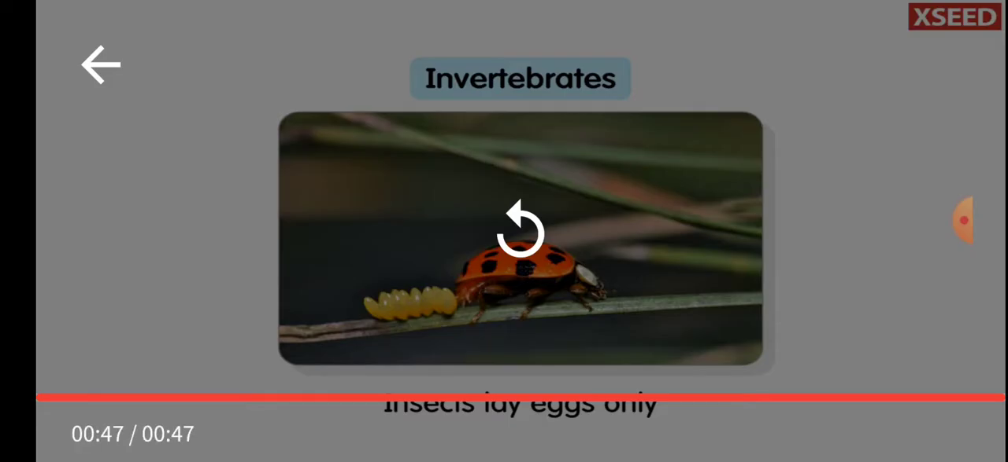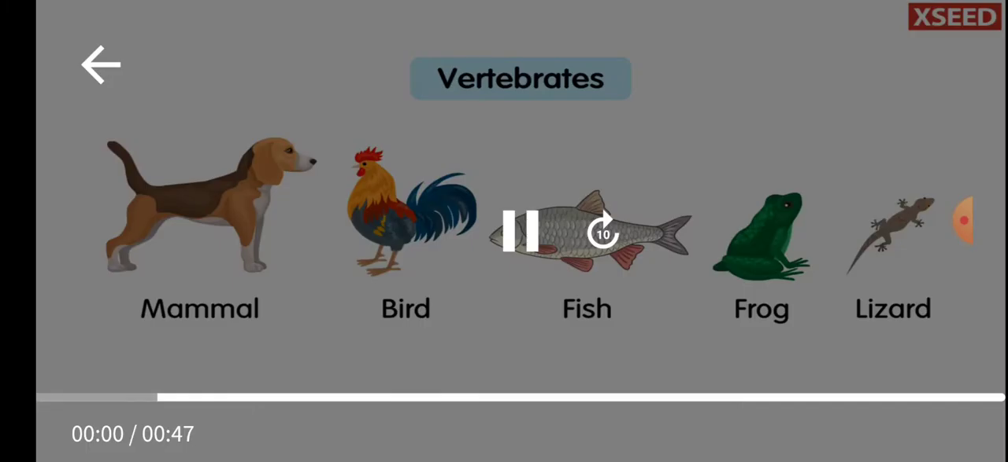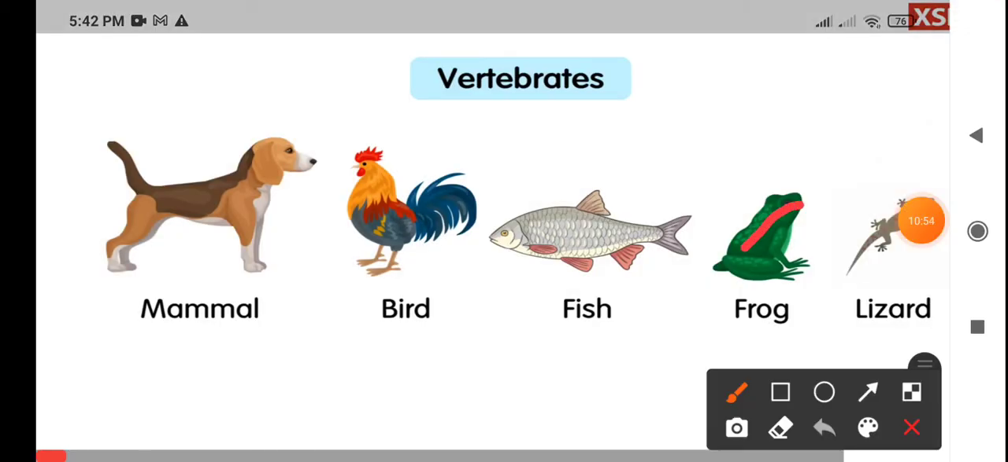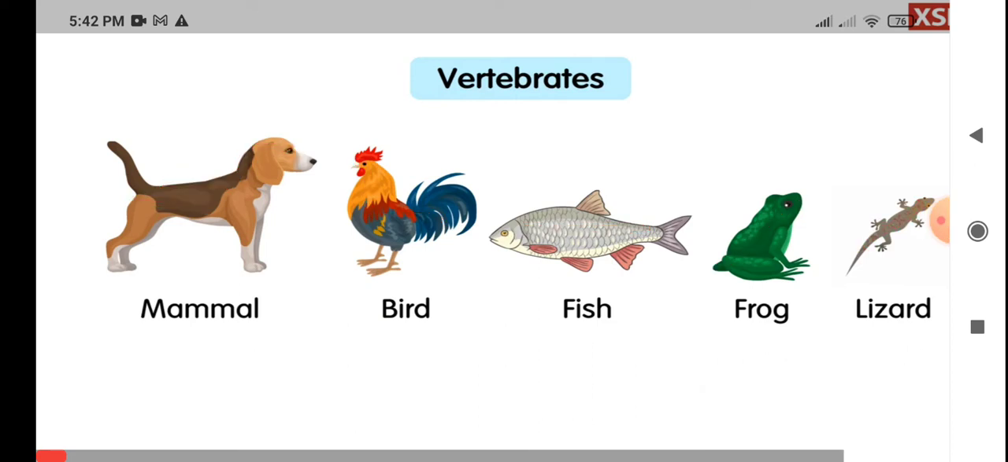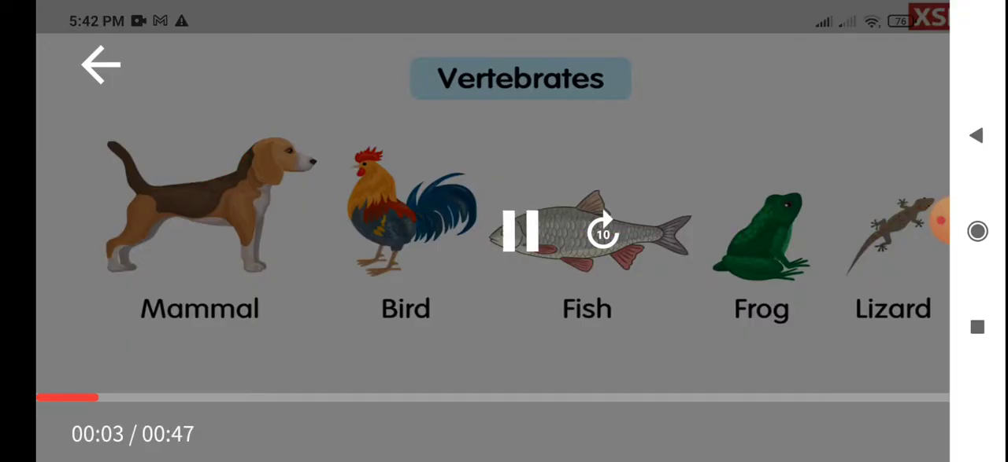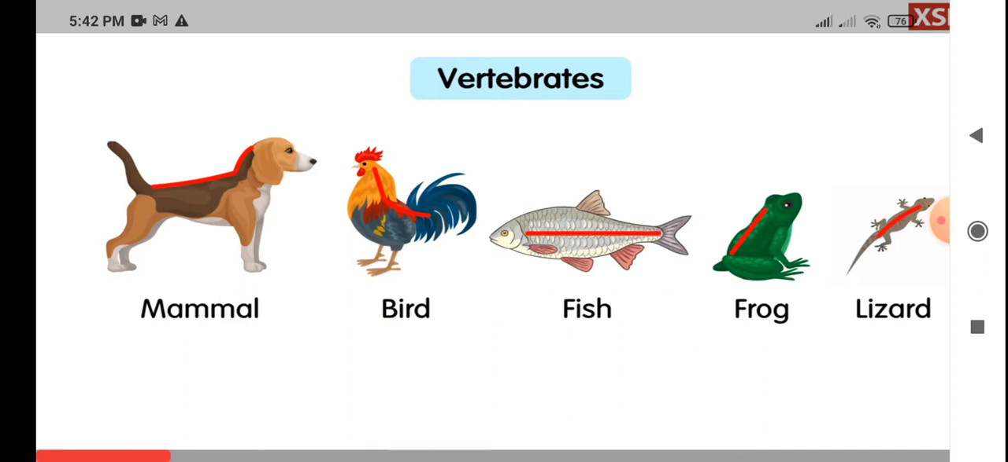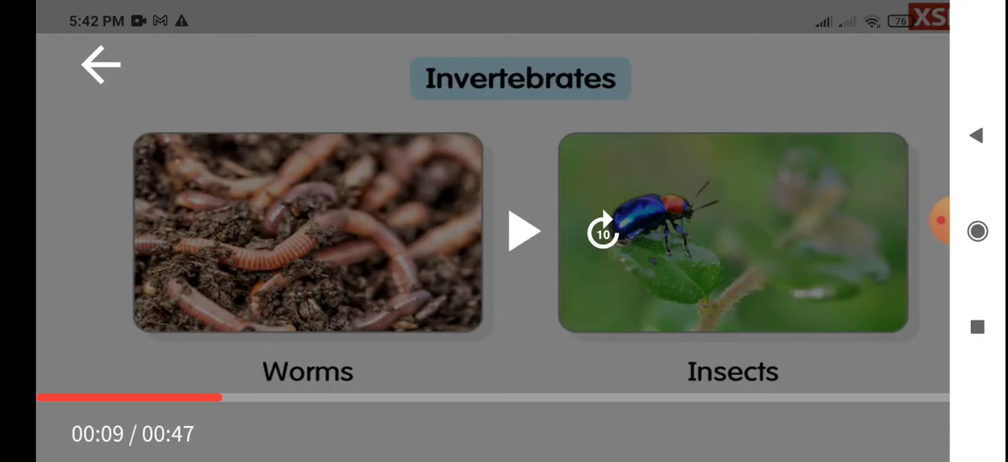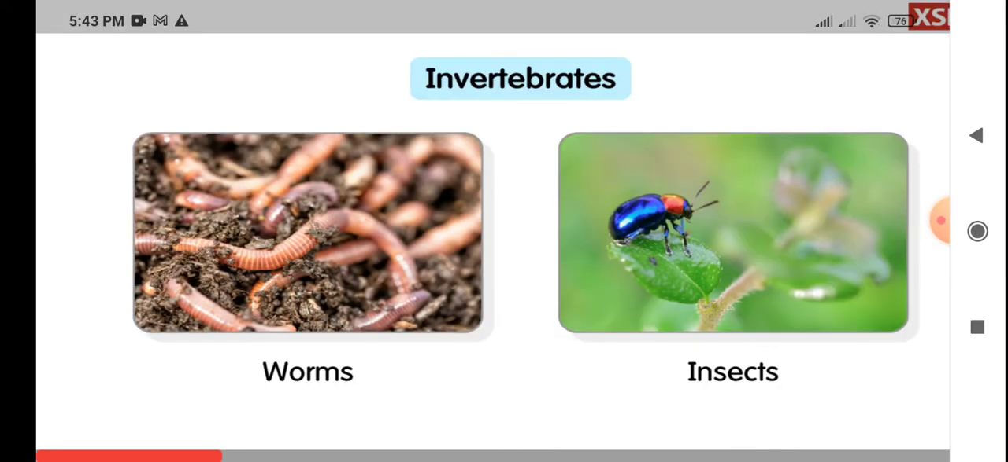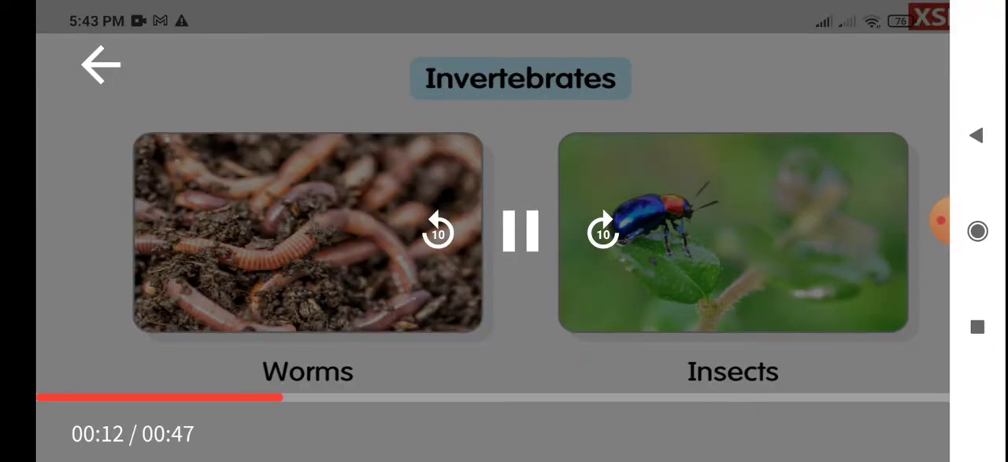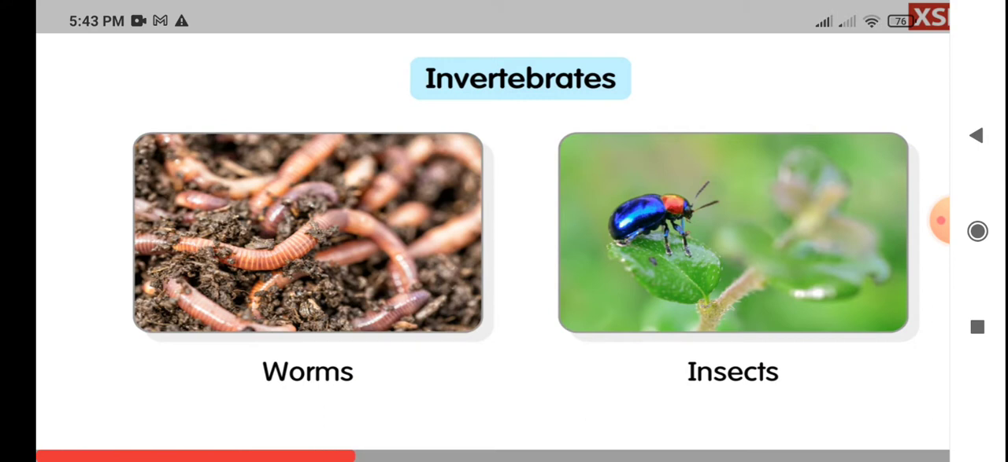So, from this video, what are you understanding? Many animals have a backbone. The animals which have a backbone are known as vertebrates. Animals which do not have a backbone are called invertebrates. These worms and insects do not have any backbone for support. So these types of animals are known as invertebrates.